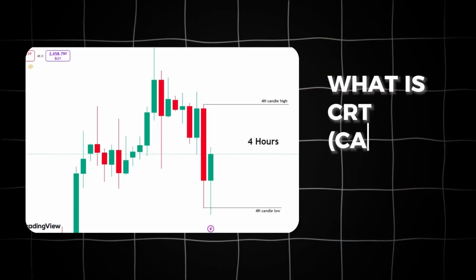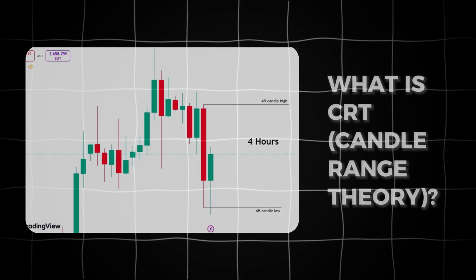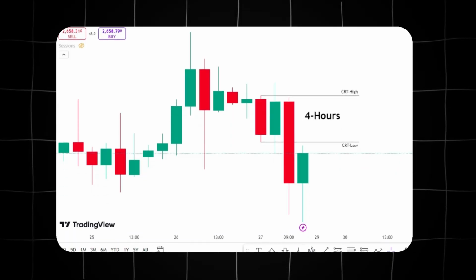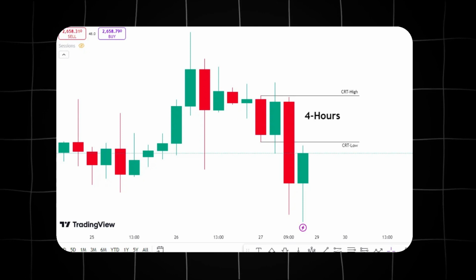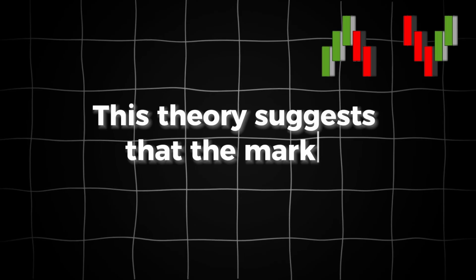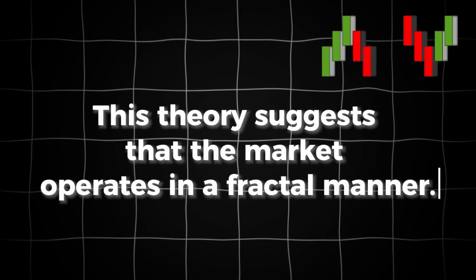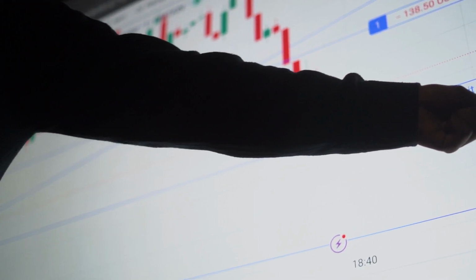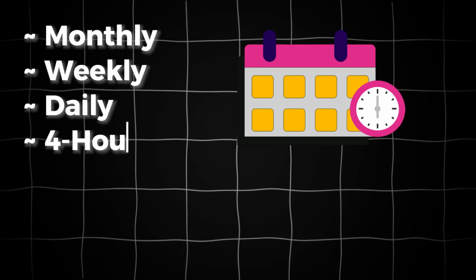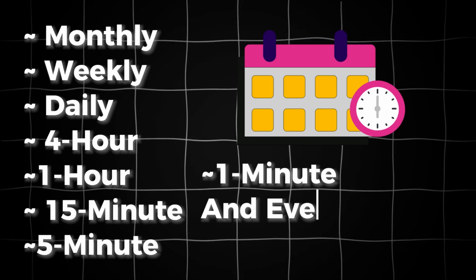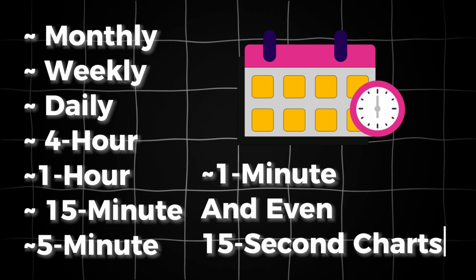What is CRT, candle range theory? CRT is a price action-based trading strategy where we analyze the range between the high and low of candlestick charts. This theory suggests that the market operates in a fractal manner, meaning the behavior of the market is similar across all time frames: monthly, weekly, daily, 4-hour, 1-hour, 15-minute, 5-minute, 1-minute, and even seconds, 15-second charts.